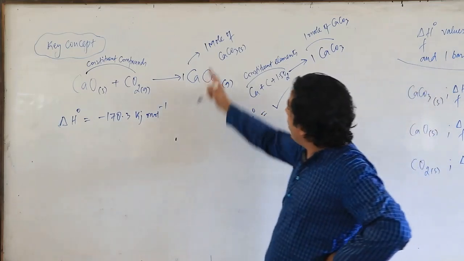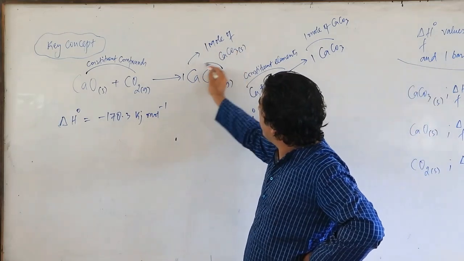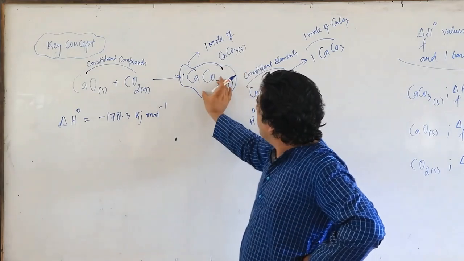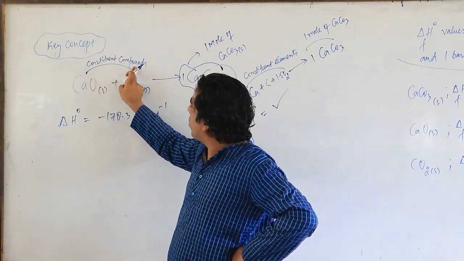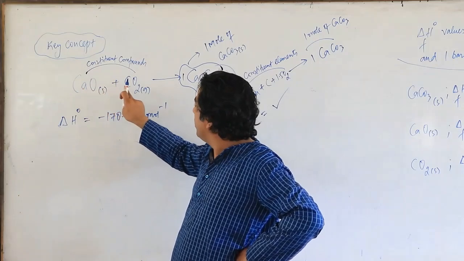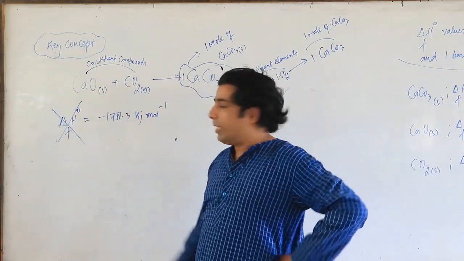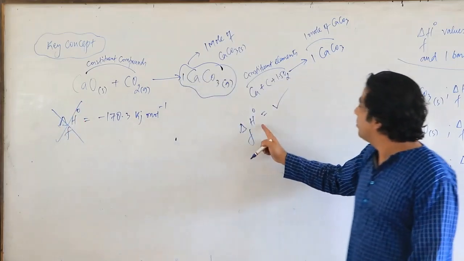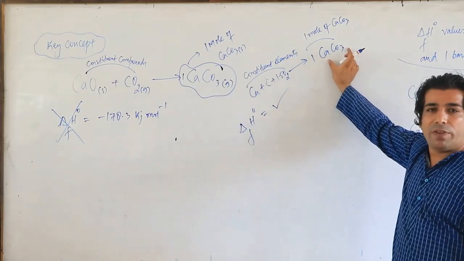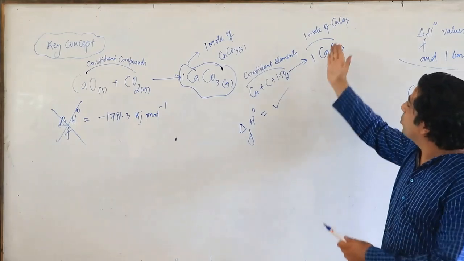But when you are making 1 mole of calcium carbonate, look here, you are making it from constituent compounds. Who are the compounds here? Calcium oxide and carbon dioxide. So here you cannot take this, because this is only used for what? When you make 1 mole of a compound from its constituent elements.